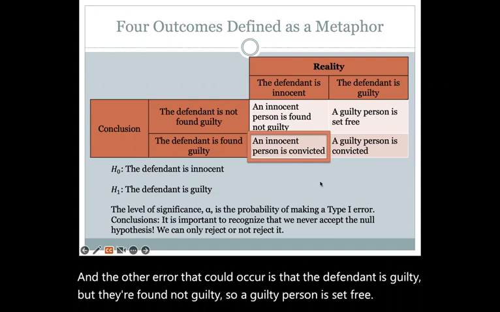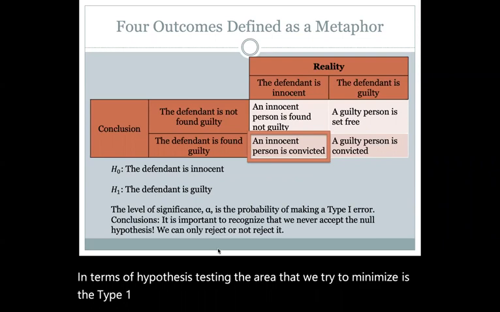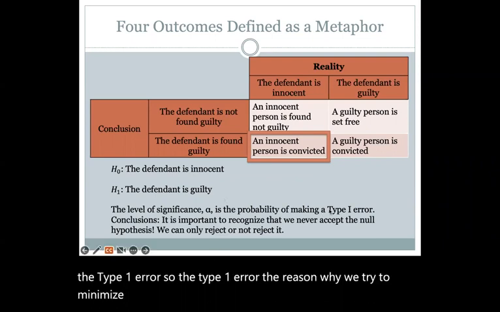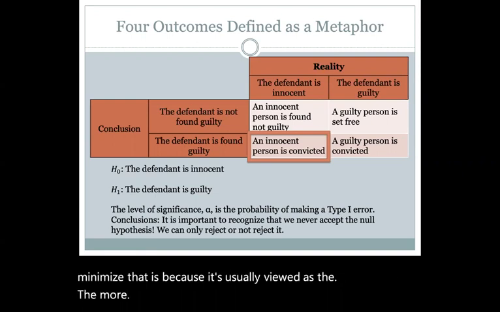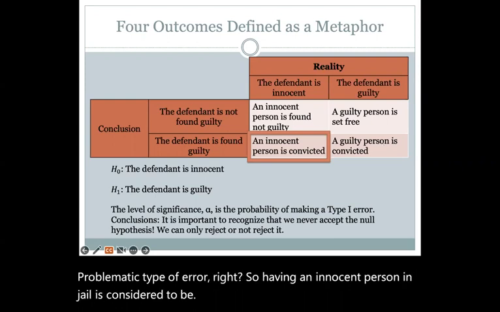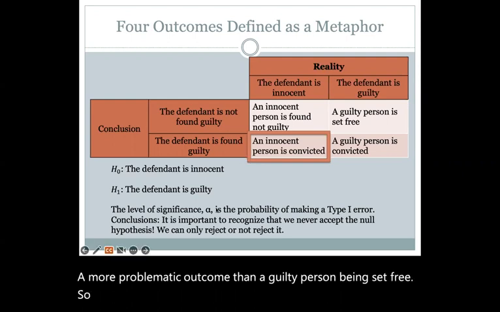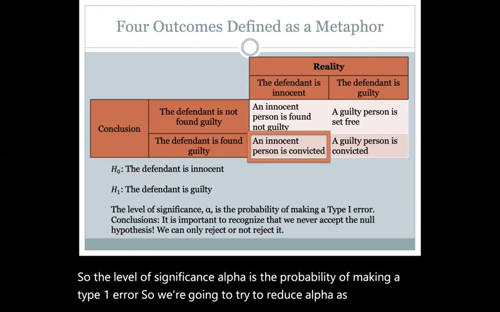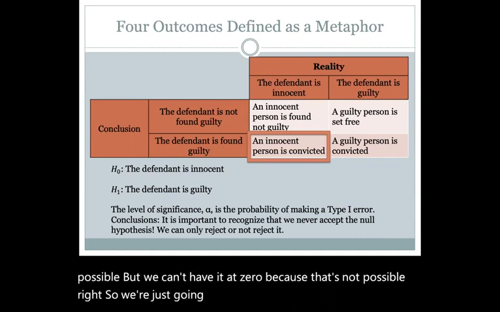Now, in terms of hypothesis testing, the area that we try to minimize is the type 1 error. So the type 1 error, the reason why we try to minimize that is because it's usually viewed as the more problematic type of error, right? So having an innocent person in jail is considered to be a more problematic outcome than a guilty person being set free. So the level of significance alpha is the probability of making a type 1 error. So we're going to try to reduce alpha as much as possible, but we can't have it at 0 because that's not possible, right? So we're just going to pick an alpha that reduces this as much as possible.